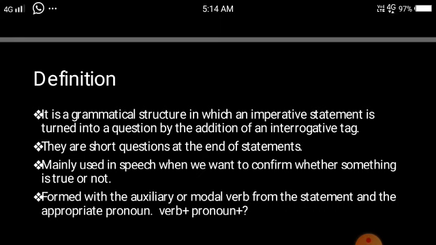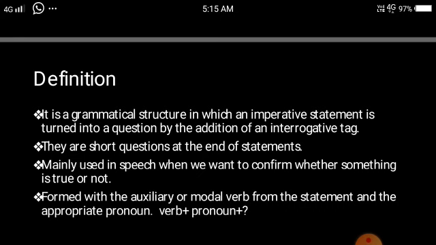Now, when you look at the slide, you will see that the first bullet point says that a question tag is a grammatical structure in which an imperative statement is turned into a question by the addition of an interrogative tag or a question tag. Interrogative means a question. Interrogation means asking questions. Okay.